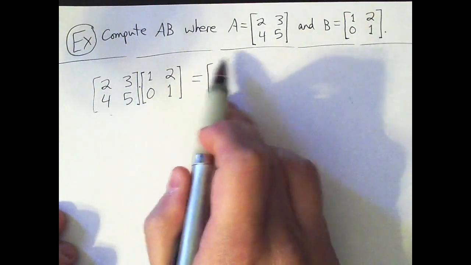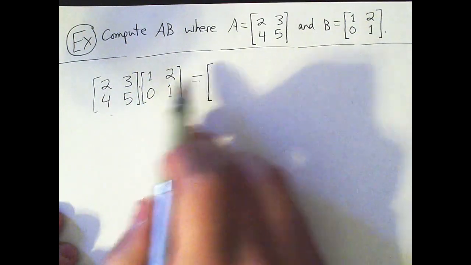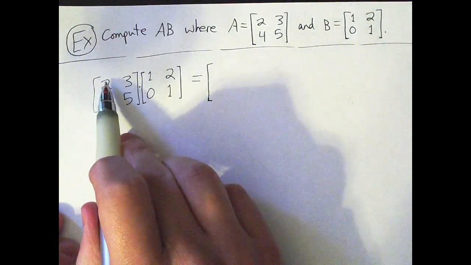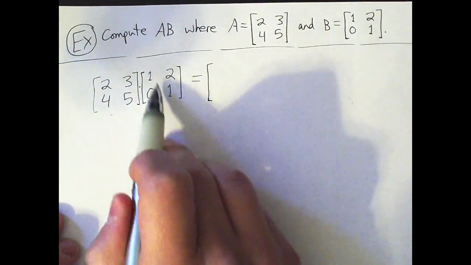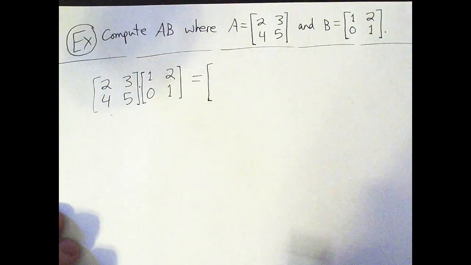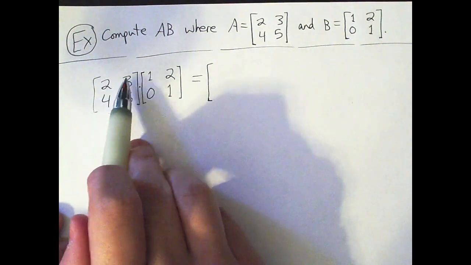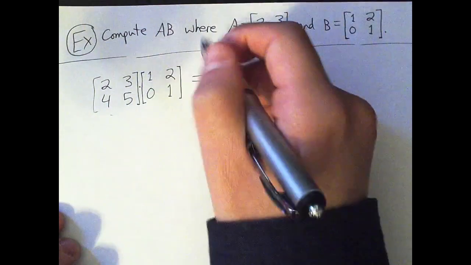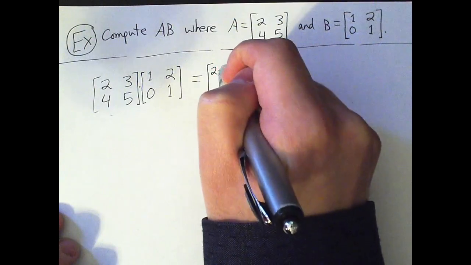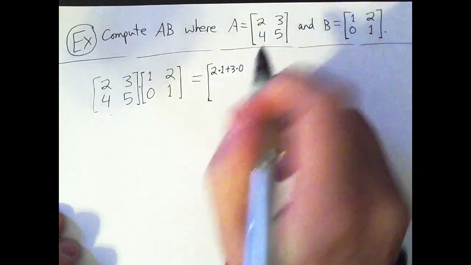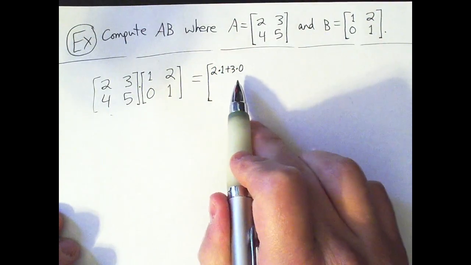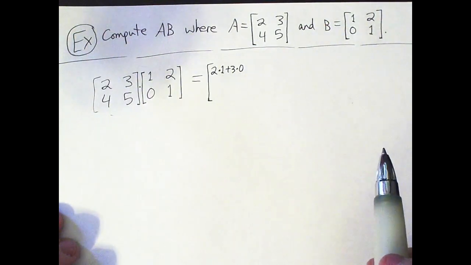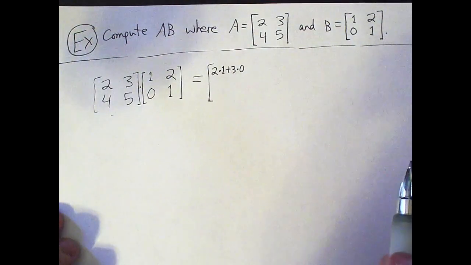Let's focus on the upper left entry. What do we need to do for the upper left entry? Well, it's going to be row 1, column 1. So we're supposed to use row 1 of A and column 1 of B. I'm not going to write it all out. I'm just going to look at the 2, 3, and the 1, 0. So it's going to be 2 times 1 plus 3 times 0. I'm just writing the work right here. That's my first entry. It looks like that simplifies to 2, but I'm going to simplify it in the next step.